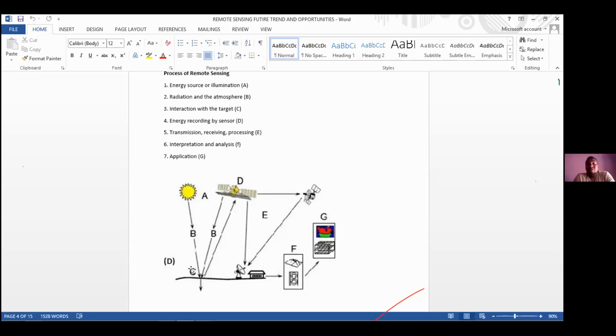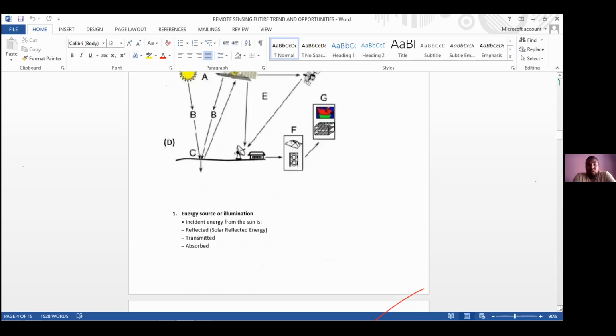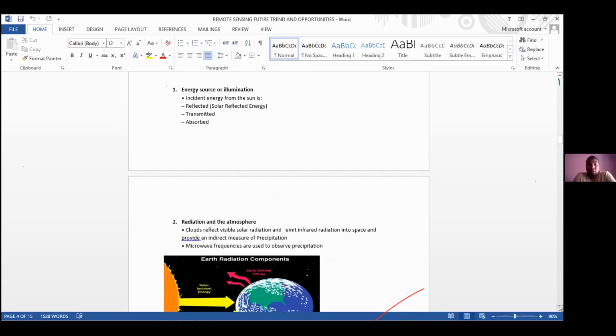And then we have stage seven, which is the application. All these stages, I'm going to discuss them below. So we start with the first stage, which is energy source or illumination.